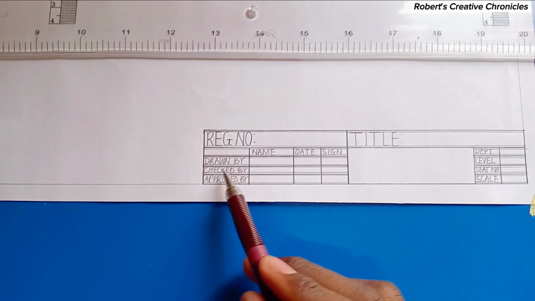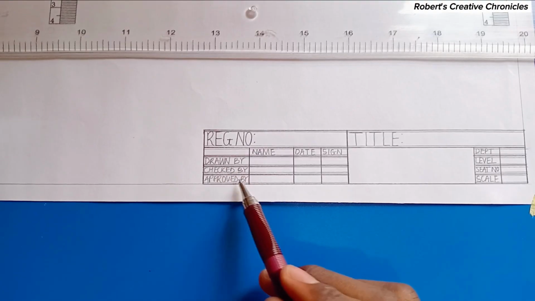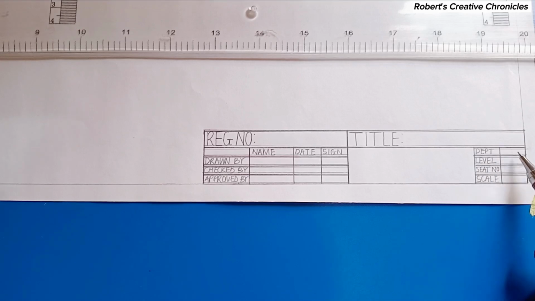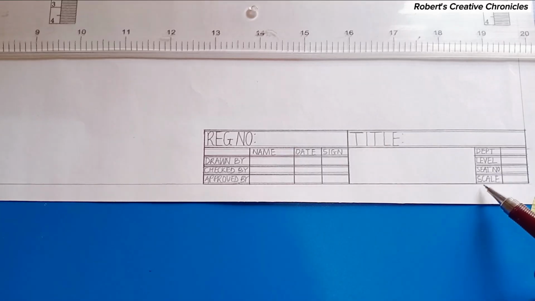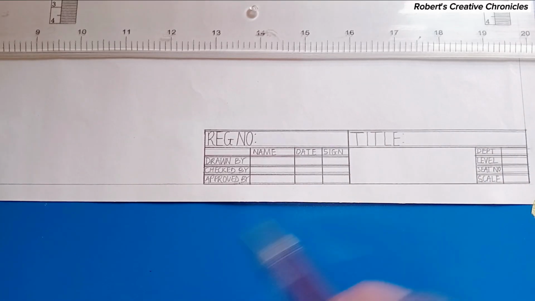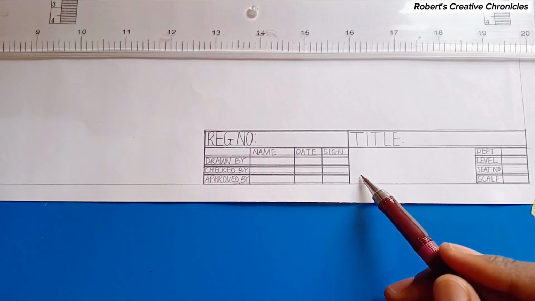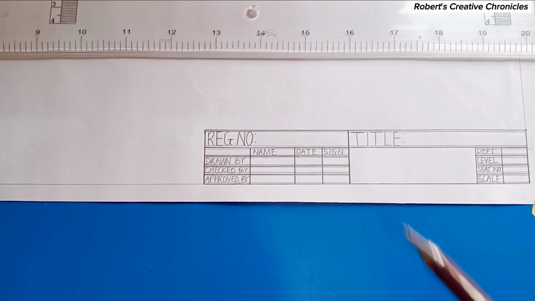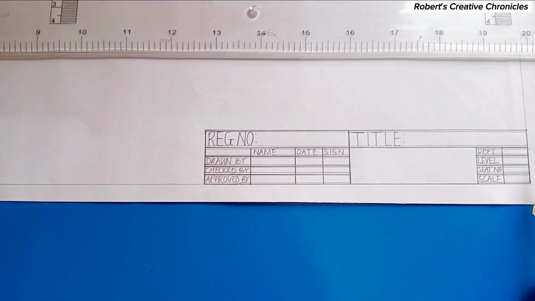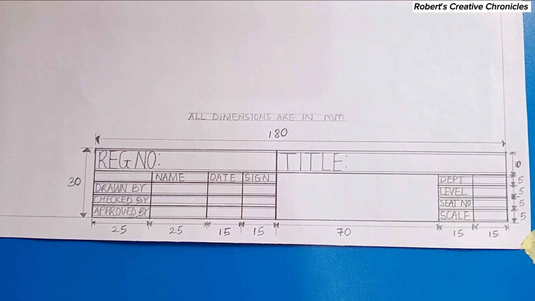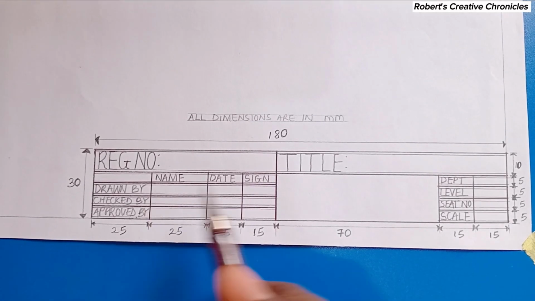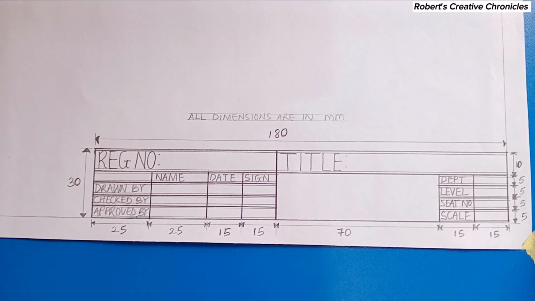Here is drawn by, checked by, approved by. Here is the department, the level, the seat number, if you have been given a seat number, and the scale of your drawing. So this is actually for undergraduate students that do engineering drawing. So this is the title block, 180 by 30. Let me write the dimensions. So here is the title block and all its dimensions.